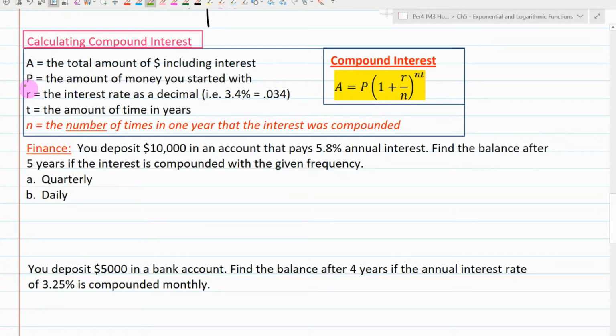So P stands for principal amount. Okay, so P stands for principal. You spell it the same way you spell the principal of a school.